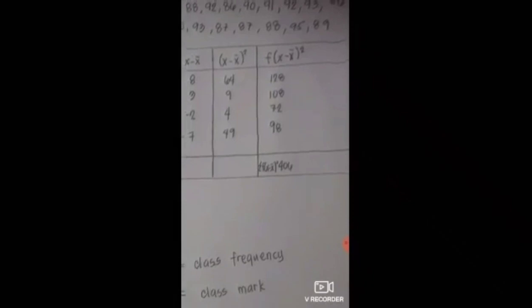But before we start to find the standard deviation, we are going to look for the total of frequency times class mark minus mean squared. So the total is 405.88, rounded to 406. So the formula of standard deviation is the square root of the summation of frequency times class mark minus mean squared divided by the total frequency minus 1.